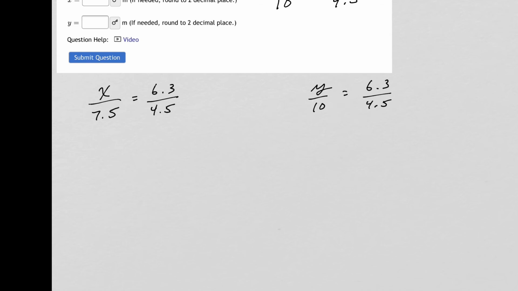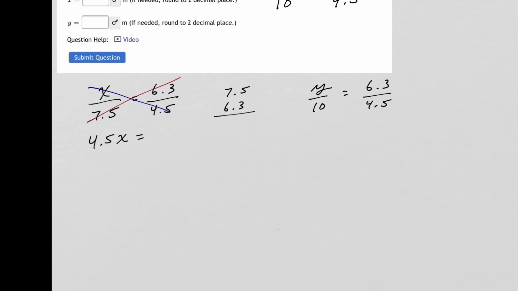Okay, so cross multiply, right? So upper left times bottom right. Well, that's going to be 4.5 times x, or I can write it as 4.5x equals bottom left times upper right. Well, that's 7.5 times 6.3. You need to do that work somewhere. Let me just do it right here. Again, if you wanted to check this with a calculator, I'm fine with that.